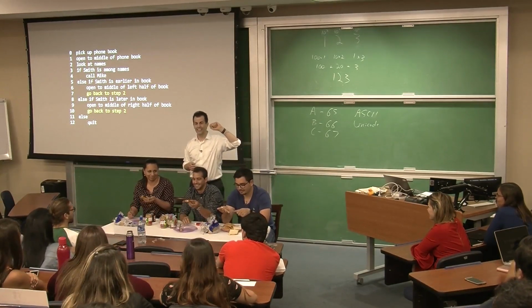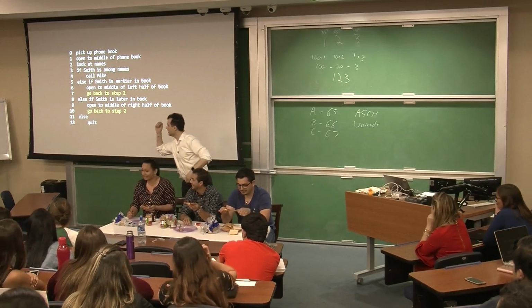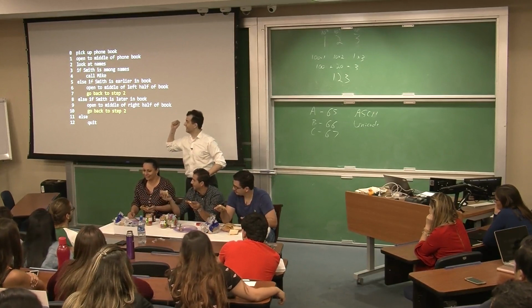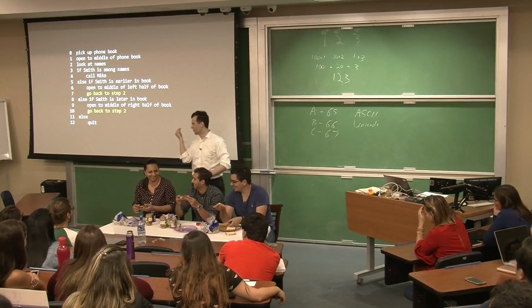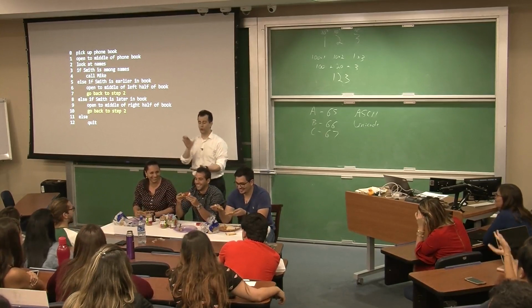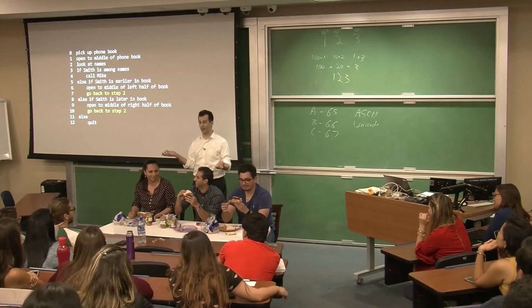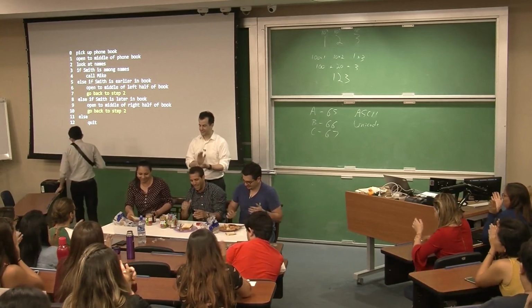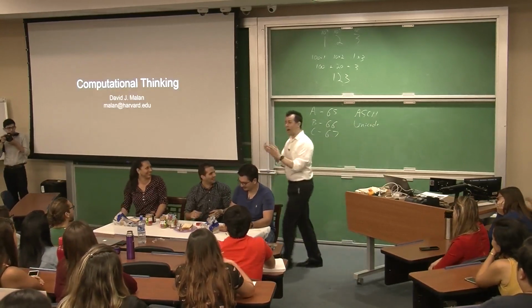Pick up bread. Okay, and we're almost there. Combine bread and? Grab another slice of bread. Okay, grab another slice of bread and? Combine it. Put it over the other one. And I think a big round of applause for our volunteers, if we could. So that then is computational thinking.